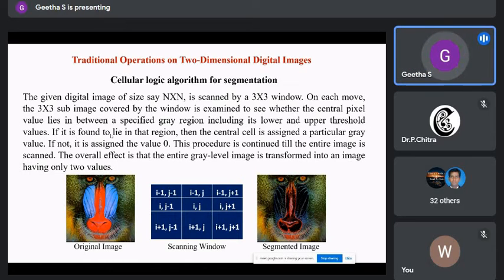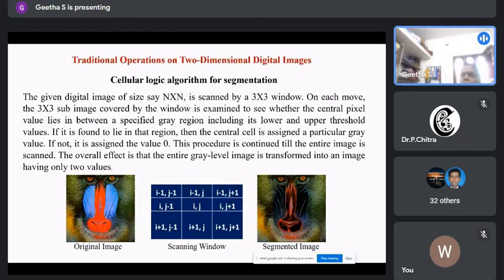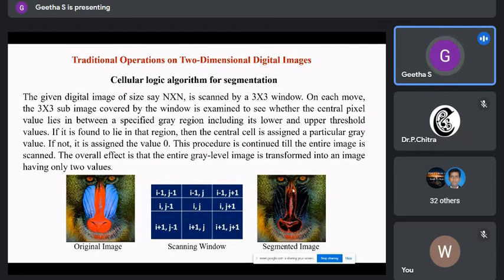If it is found to lie in that region, then the central cell is assigned a particular gray value. If not, it means the particular value is not applicable, and it is assigned the value 0. This procedure is continued till the entire image is scanned. So the overall effect is that the entire gray level image is transformed into an image having only 2 values. So this is the original image. It is the boundary. Only these 3 by 3 will be changed to gray color.